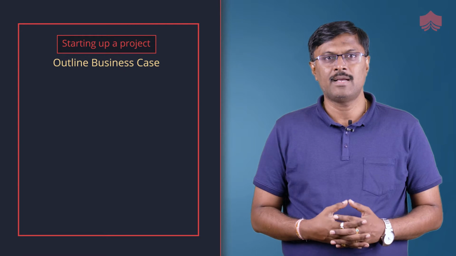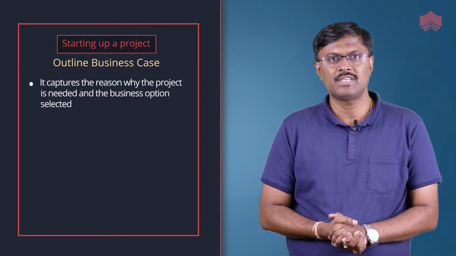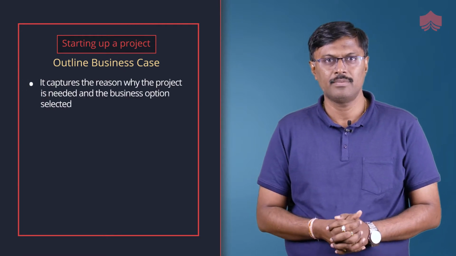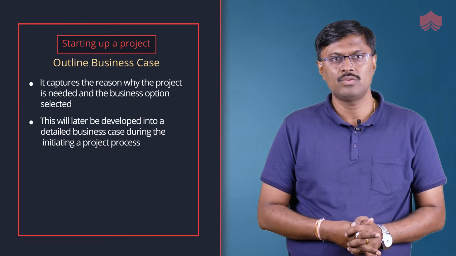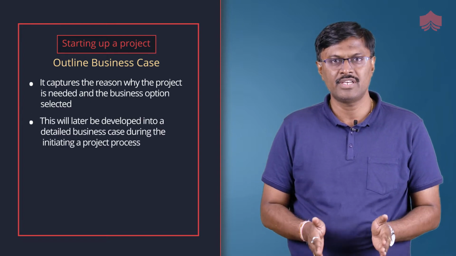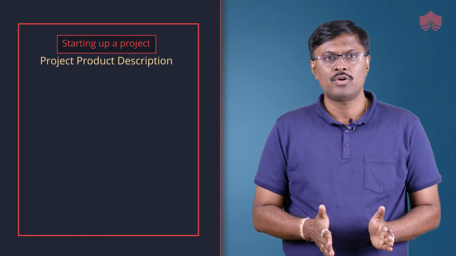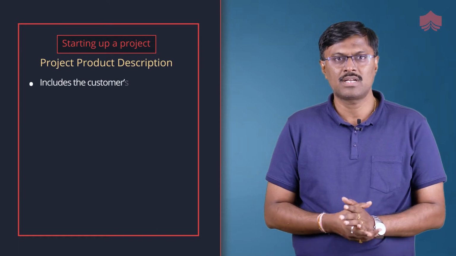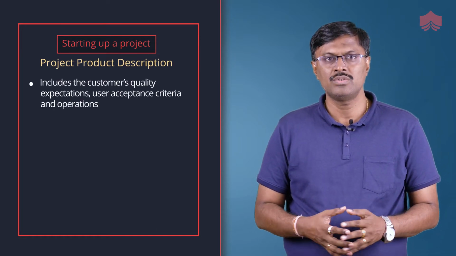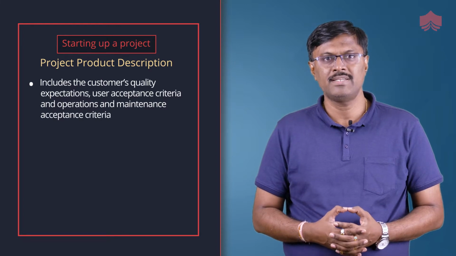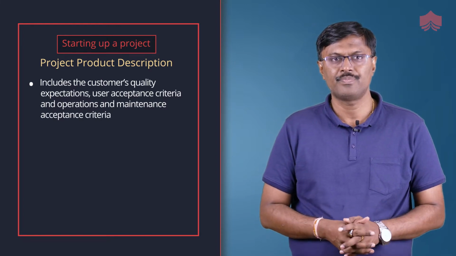The outline business case captures the reasons why the project is needed and the business options selected. This will later be developed into a detailed business case during the initiating a project process. The project product description includes the customer's quality expectations, user acceptance criteria, and operations and maintenance acceptance criteria.